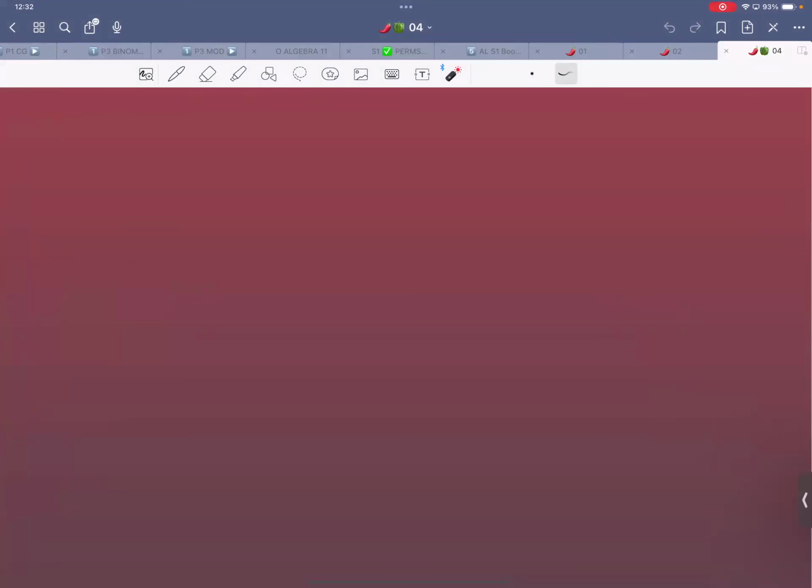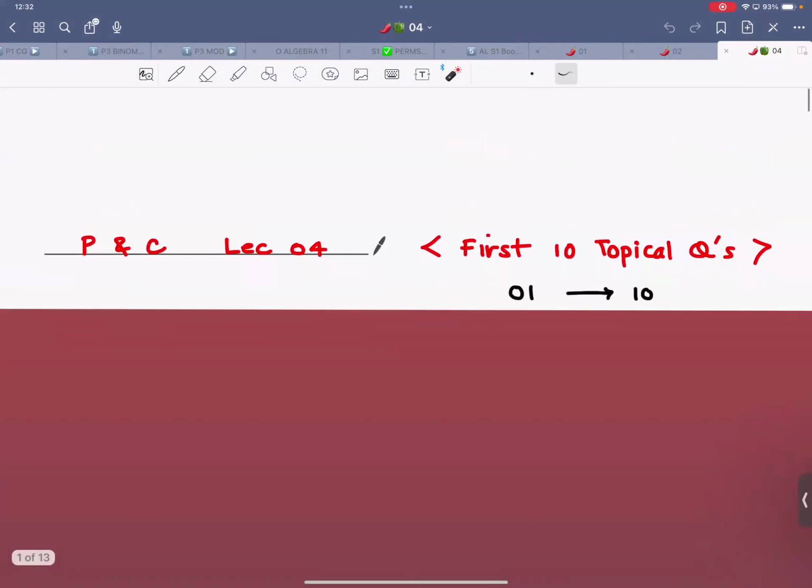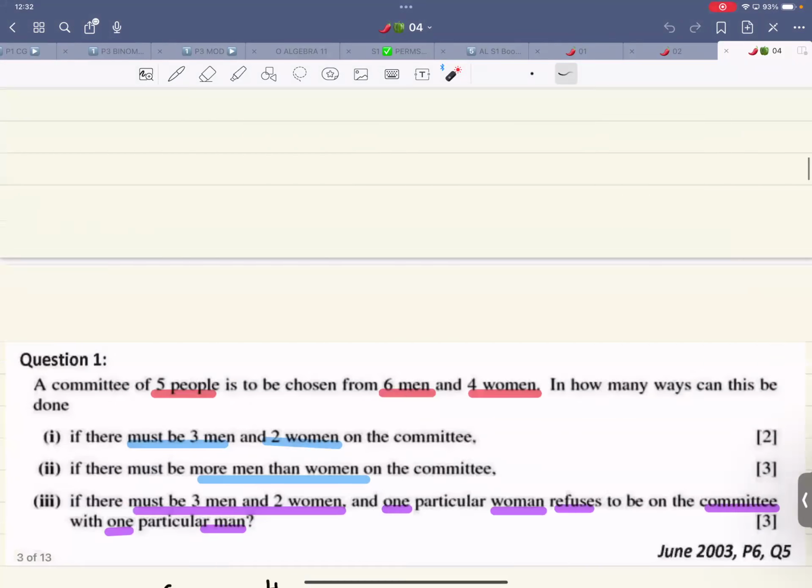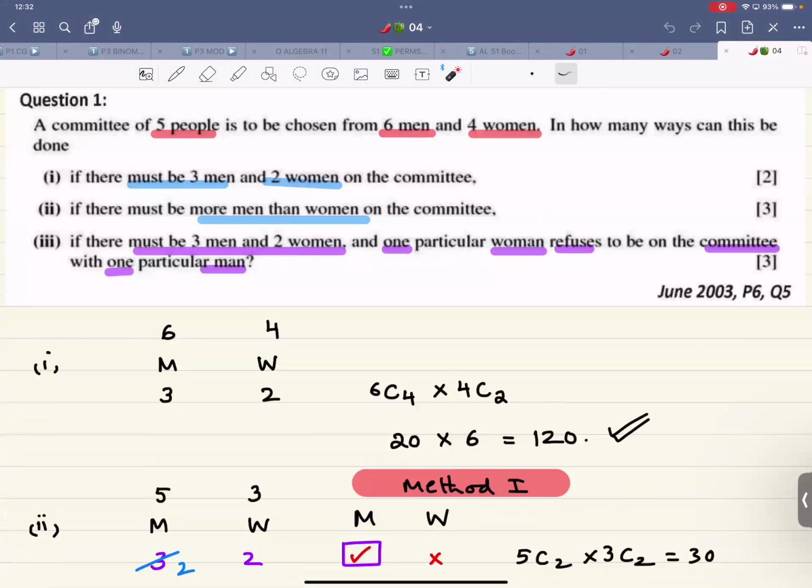Now this is from your topical book. Permutation combination, first 10 topical questions, Q1 till Q10. That's in your Google Classroom. Now it says a committee of 5 is to be chosen from 6 men, 4 women. In how many ways can this be done if there must be 3 men and 2 women on the committee? So that is pretty basic. Select the men out of men, select the women out of women. So 6C3 into 4C2.